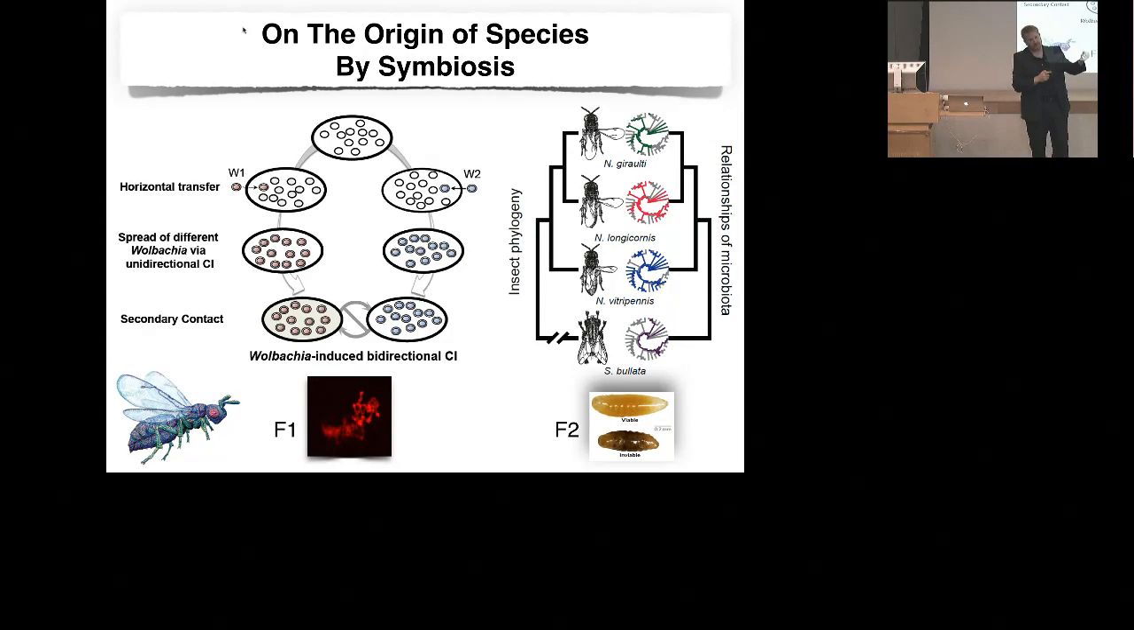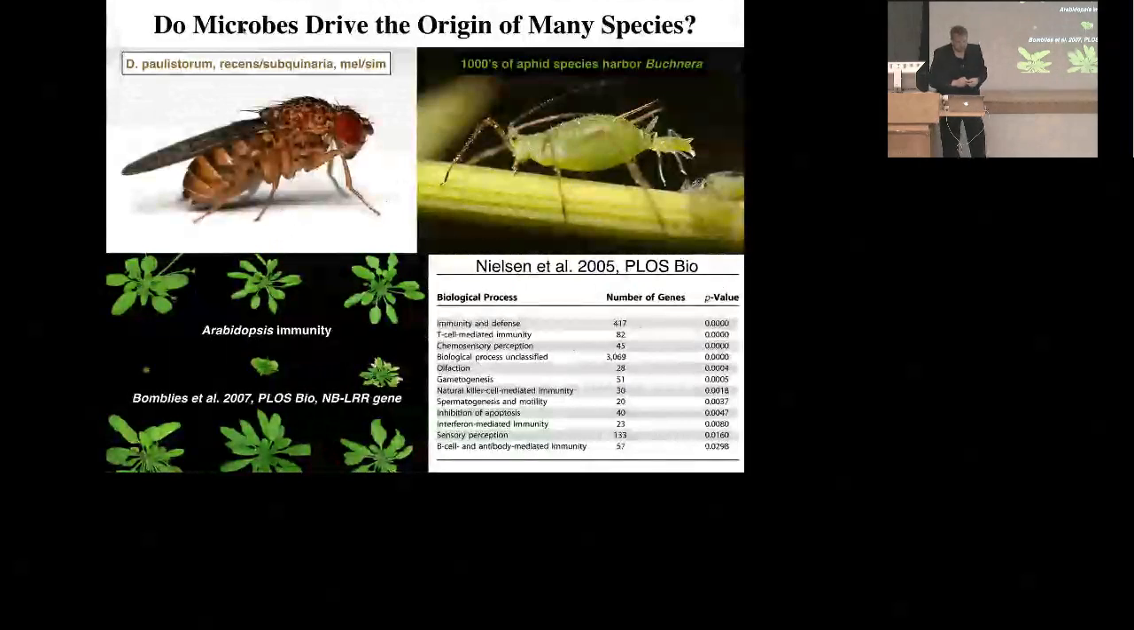A geneticist will find the nuclear genes. A microbiologist will find the microbes. And what we need is a more unified approach to studying the origin of species. And it's not just about a few systems. There are many cases where we are seeing the roles of the host genome and the microbiome in speciation.